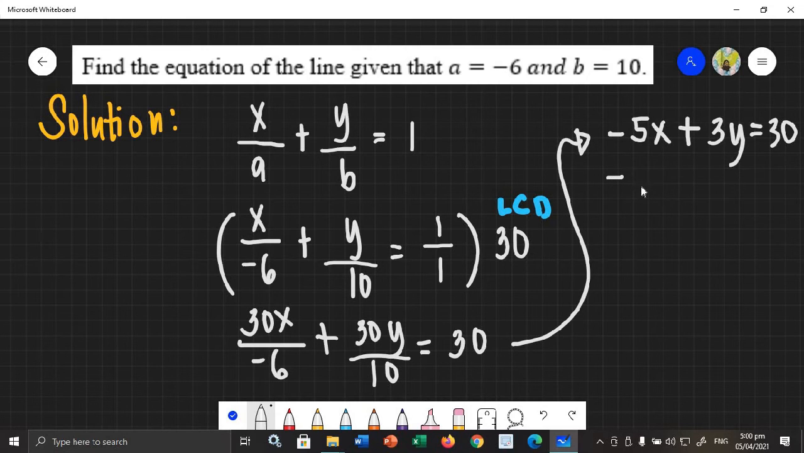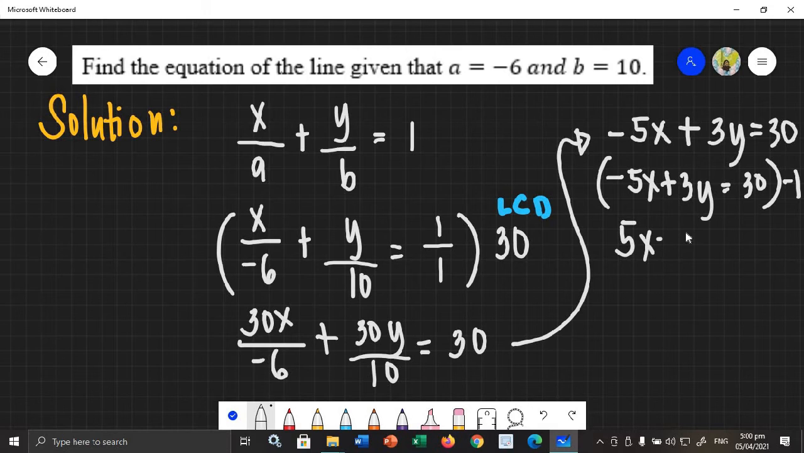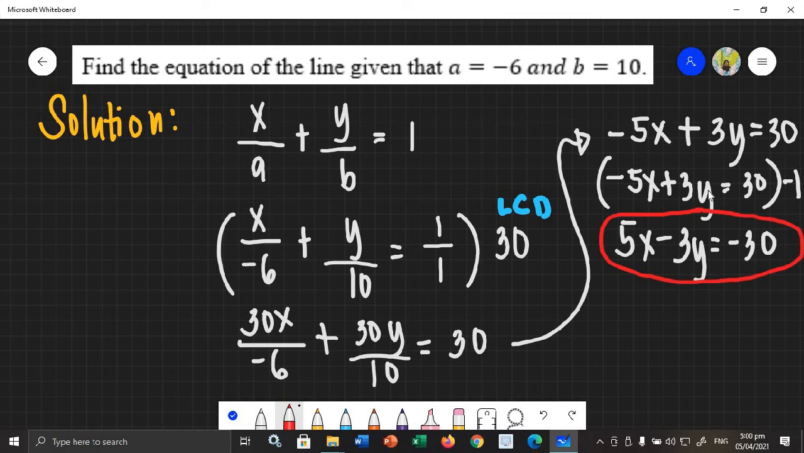So we need to multiply the whole equation by negative 1 para maging positive na siya, na yung coefficient ng x mo. So negative 5x times negative 1, it will become positive 5x, and then positive 3y times negative 1, magiging negative 3y, equals 30 times negative 1, negative 30. And therefore, this is now the equation of the line using the intercept form.